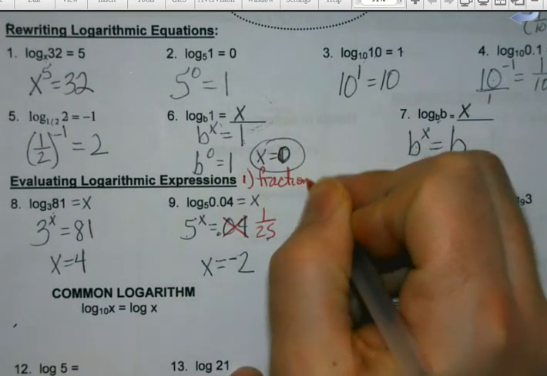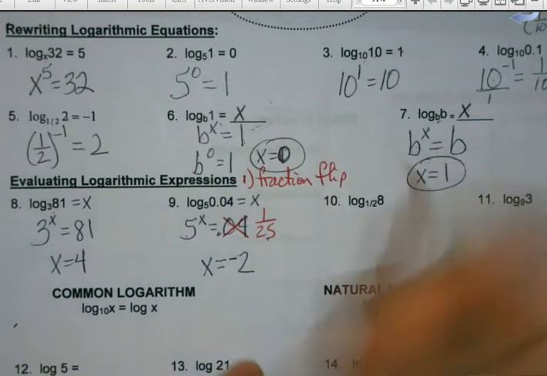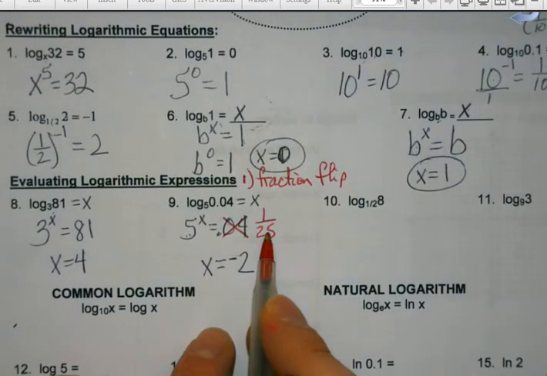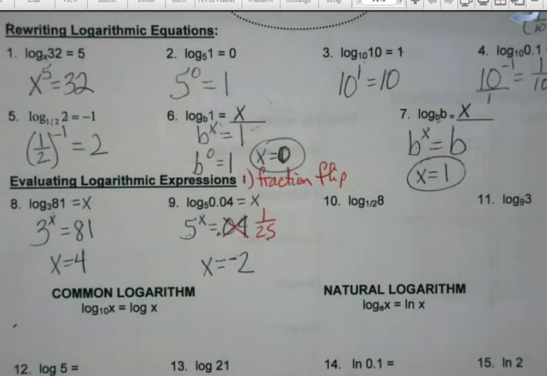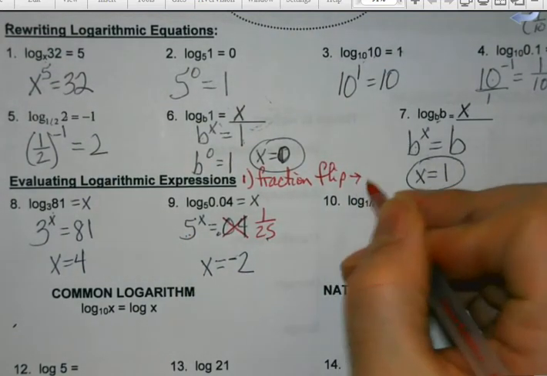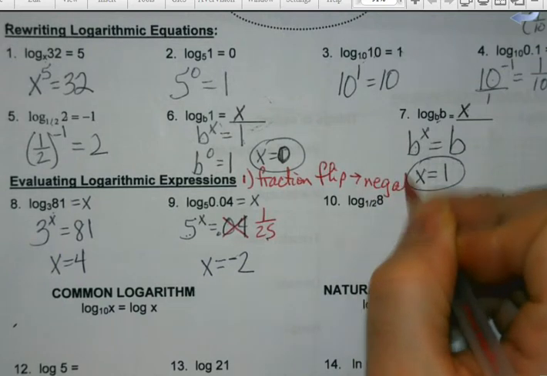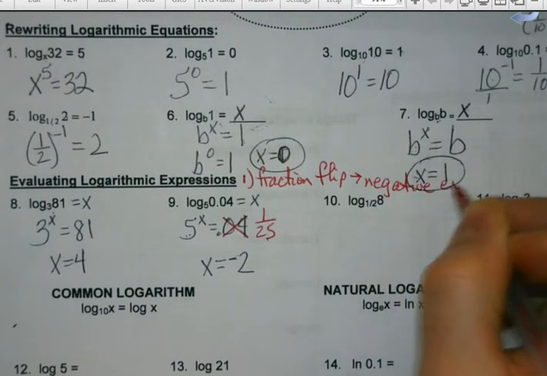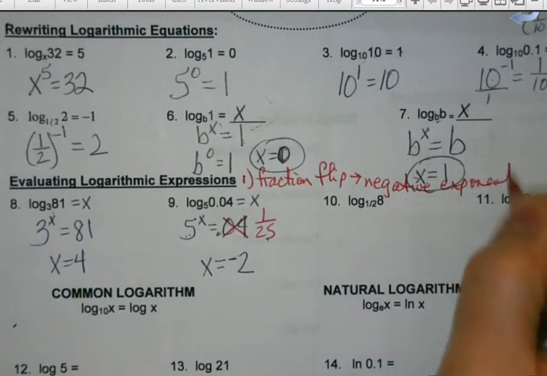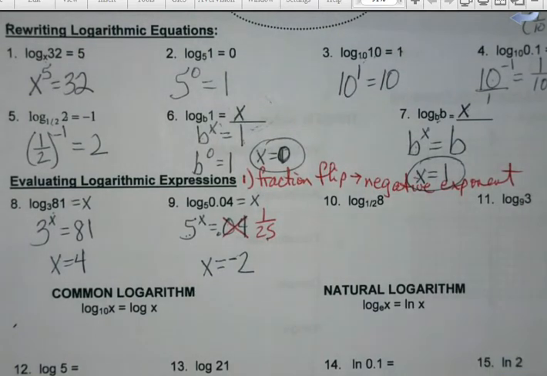If I need to do a fraction flip, in other words, I go from a whole number to a fraction, or vice versa, I'm going to have a negative exponent involved. That's going to be part of what my answer is going to be. So if for some reason I have a fraction, I go to a whole number sometime, that same thing is going to happen. So let's see here.